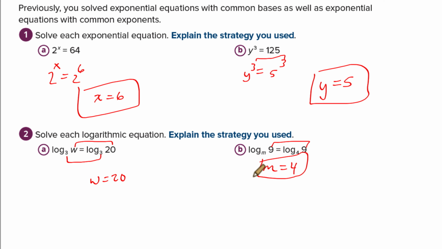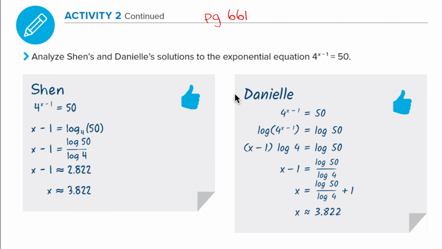All right, so this is stuff that we kind of know. We've talked about it. We've used it. It's a lot of review. So we'll use this knowledge as we go to page 661. We're going to look at Shen's and Danielle's solutions to the exponential equation 4 to the x minus 1 equals 50. That's a little bit different for us, right? Because we have an x minus 1 in the exponent. So let's see how Shen has solved this.